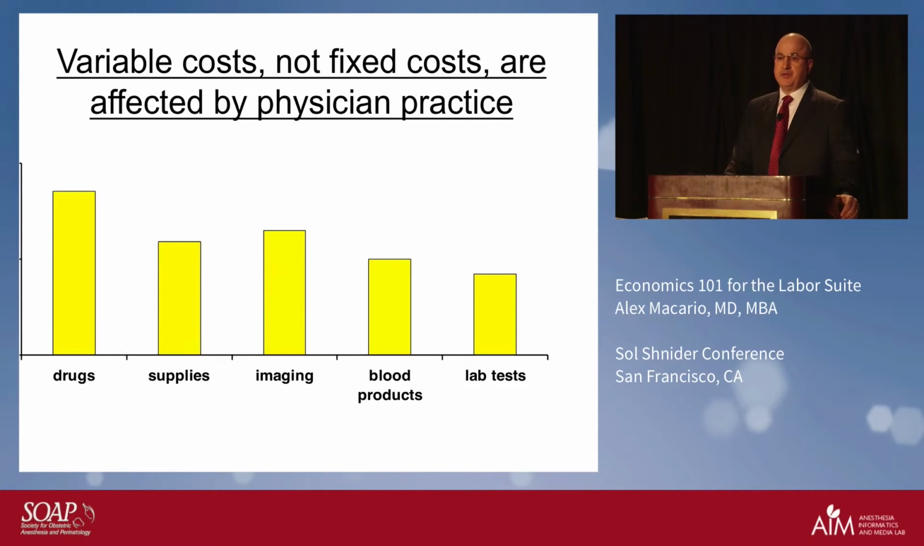Another crucial take-home message is that as doctors and nurses, we only affect variable costs. We are able to make decisions about drugs, supplies, whether an X-ray is ordered, whether a CBC is obtained, and whether blood is given. And those are important decisions, but only address variable costs of care, not the fixed costs. So if we're interested in better management of the labor and delivery suite, we should also think about how do we manage the overhead better.